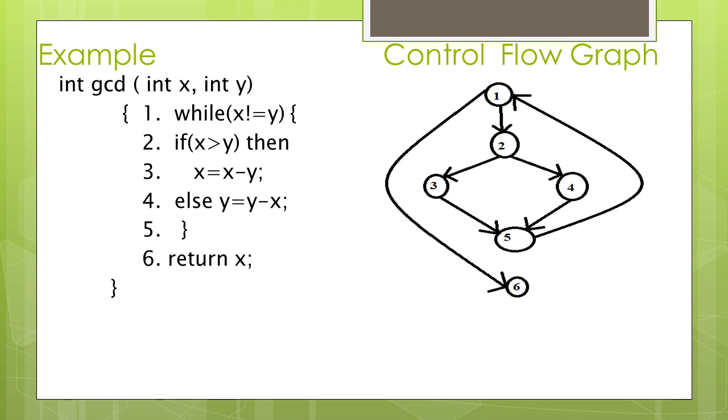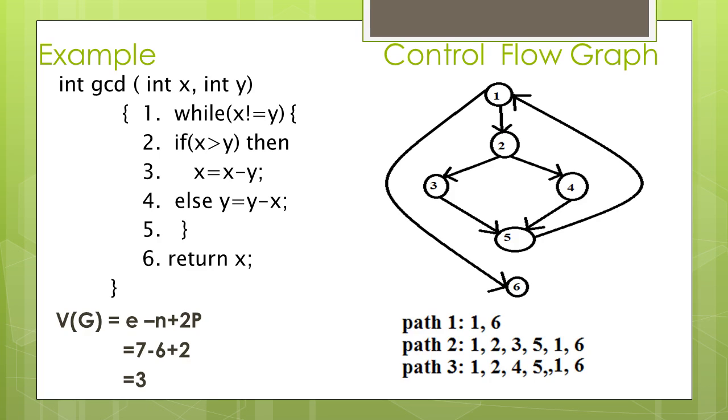If we use the cyclomatic formula for this example, the formula is E minus n plus 2p. There are 7 edges in this flow graph and 6 nodes. P is equal to 1 for this one program, so the answer is 3, meaning the cyclomatic complexity for this example is 3. Cyclomatic complexity measures the independent paths for a given flow graph. So there are 3 independent paths for this flow graph.